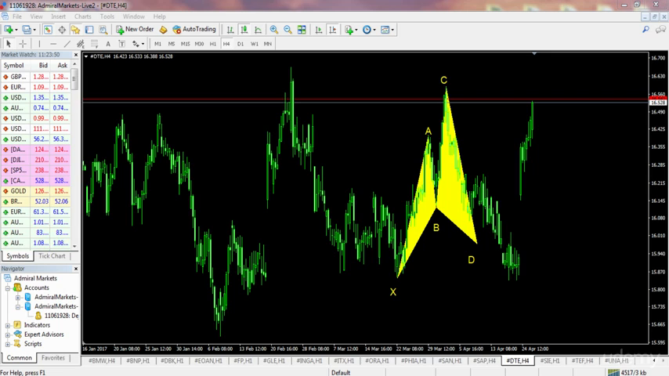Back to the live trading. As you see, the position is closed, fortunately for us with the profit. The price rose more than enough to reach the take profit order and close this position. So what have we done? We found a pattern, a bullish Cypher pattern. We set the buy pending order at this level here.